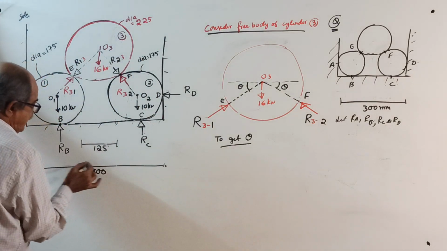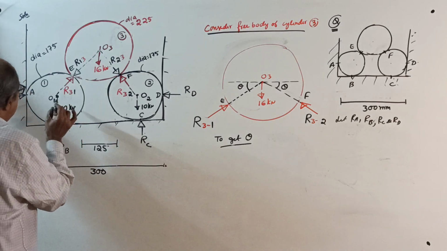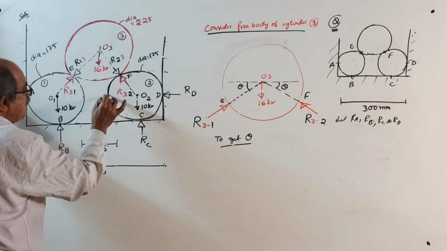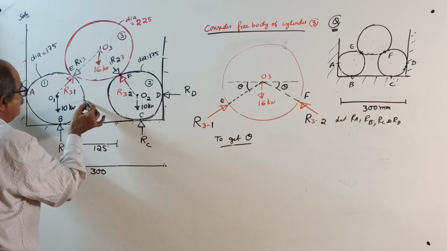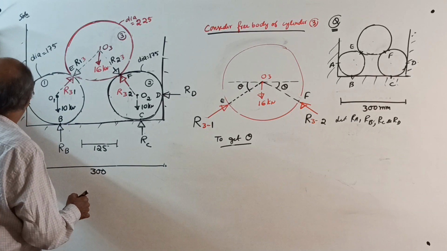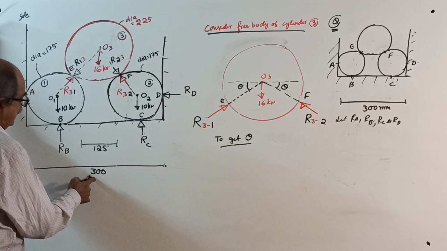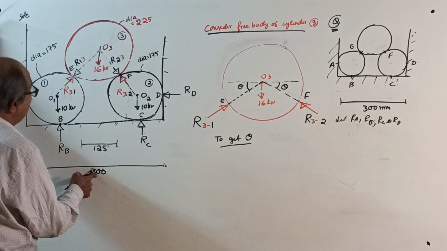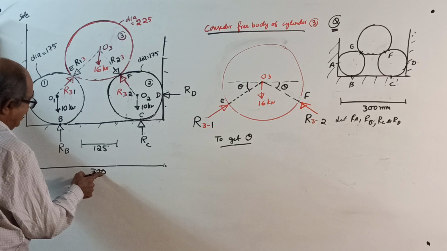This is 300. See, correctly what I am telling. This dia is 175. This dia is 175. 175 plus 175 is 350. I gave 300. Sorry, it is not 300. I should have changed the question. I first gave you 300. Now I am changing it.